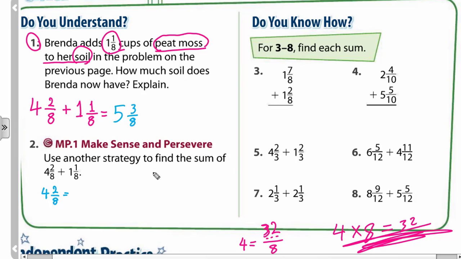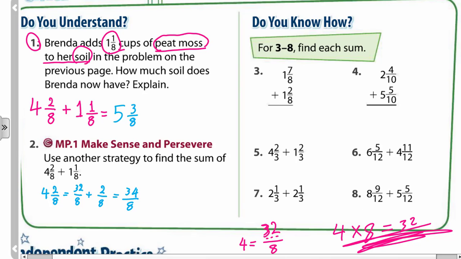That's why. So I can replace this with 32/8 plus, sorry, 8's, not 4's. I replace it with 32/8 plus 2/8. So it will be 34/8. Any problems?